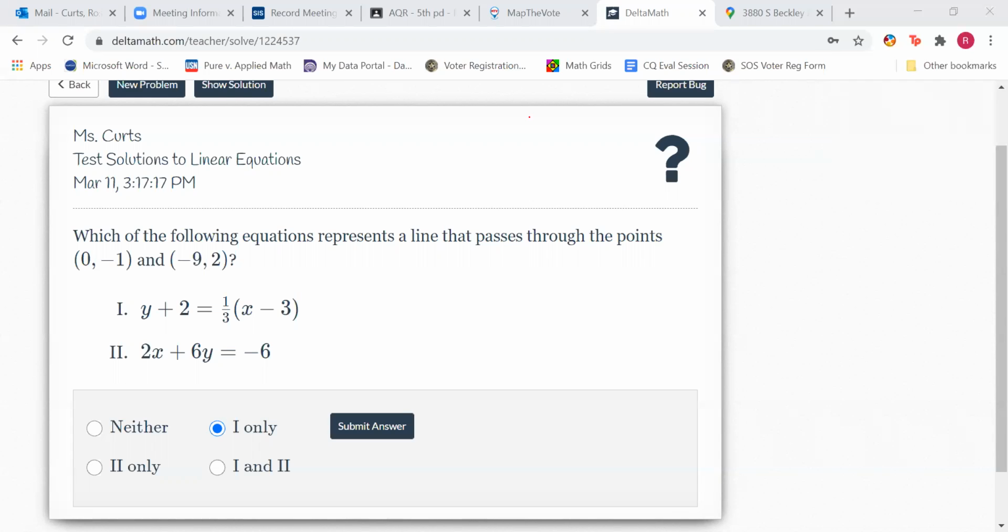So we're going to test one of the points, and then we'll test the other of the points. Okay, so first we'll plug in 0 for x and -1 for y. So in this one, that's -1 plus 2 equals 1/3 times 0 minus 3.